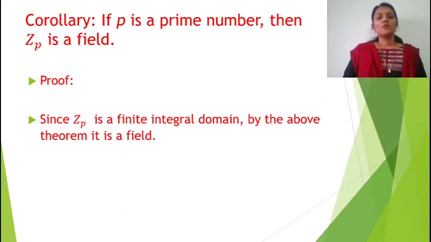Now the corollary: if p is a prime number, then Zp is a field. So we know that Zp is an integral domain and it is finite. Zp is a finite integral domain, so by the above theorem, it is a field.